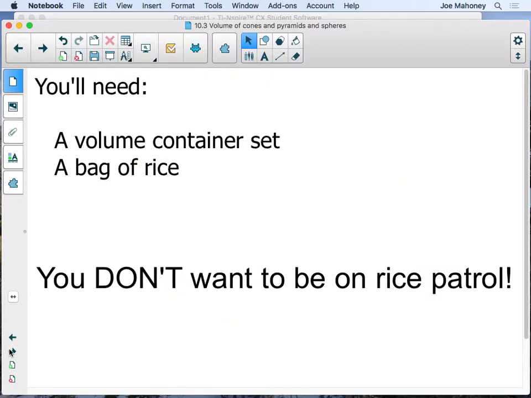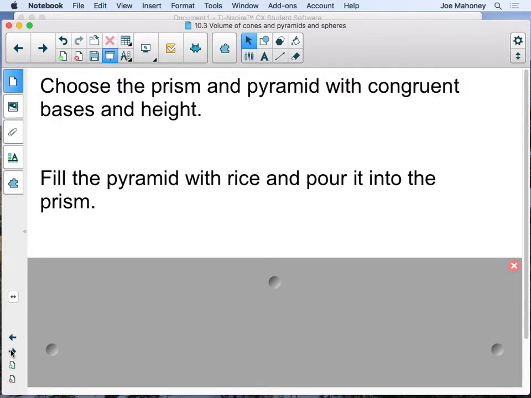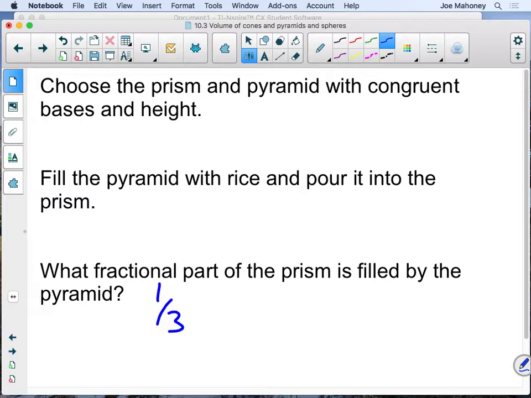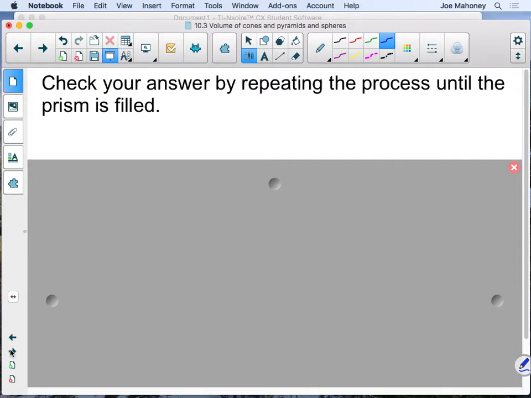Now, if you're in class, we're going to do an investigation where we fill up these shapes with rice, and you're going to watch your classmates spill rice all over the floor, and they're going to be given a dustpan. They have to clean it all up. What they're going to do is choose a prism and a pyramid with a congruent base and height, fill up the pyramid and pour it into the prism, and they're going to think, okay, it looks like about a third of the prism is filled by dumping in the entire pyramid's contents. Then we'll do it again. We'll fill it up 3 different times.